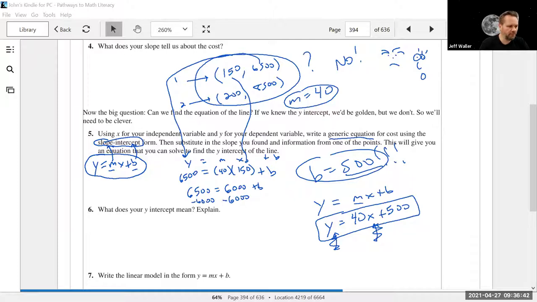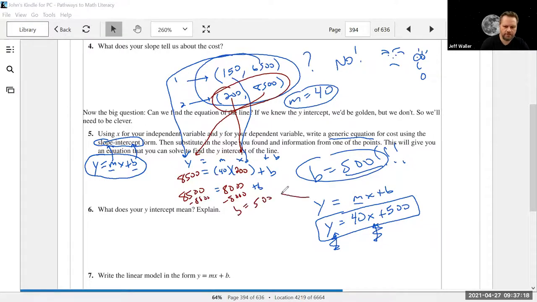So let's do this work again. I'm going to go back up here and take this out. We're going to put the other point in here. I'm going to use this point now. So I'm going to put 200 in for x, and I'm going to put 8,500 in for y. Let's just cut to the chase here. This will be 8,000 minus 8,000. I still get b equals 500. So it still leads me to the same result. Are you guys with me? That should not be surprising. Any point on a line will work in the equation of that line. So it doesn't matter which point I pick on a line, it's going to lead to the same equation.